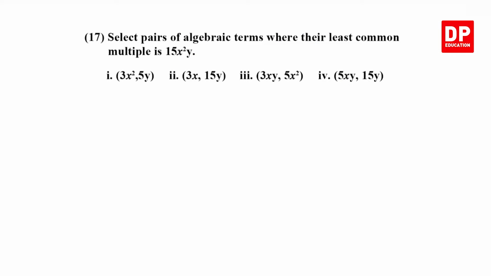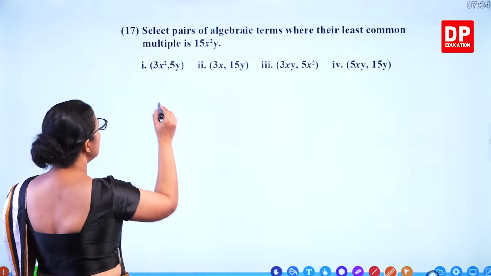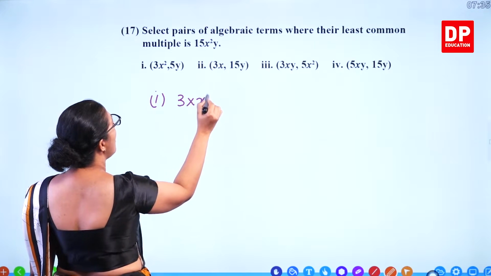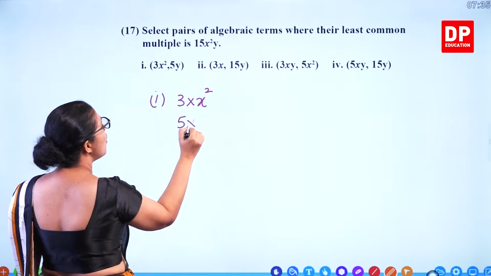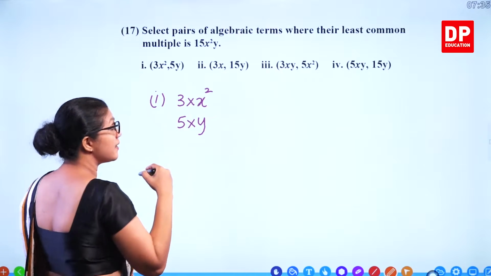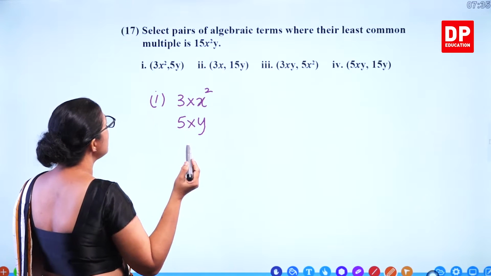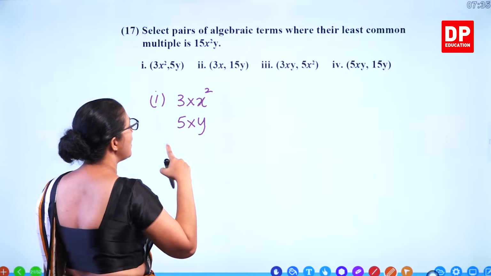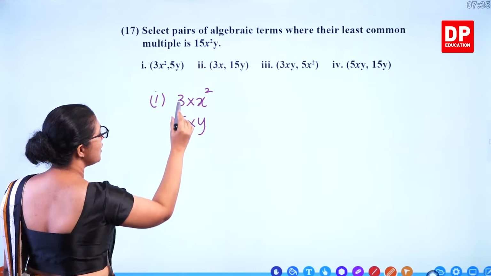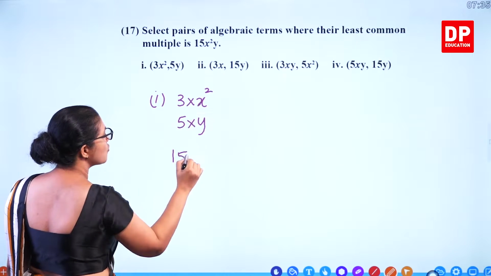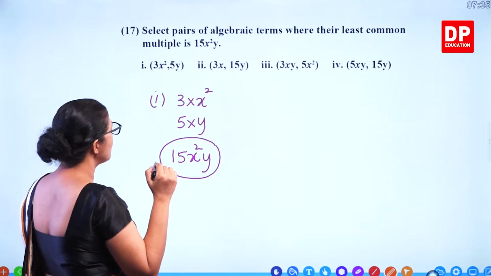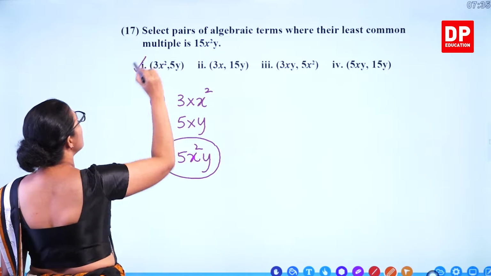Select pairs of algebraic terms where their least common multiple is 15x squared y. So we'll have a look. 3x squared and 5y. So when you take the least common multiple, you are taking all distinct values with the maximum power. So 3 and 5, 15, x squared and y. So you are getting 15 x squared y. So that means 1 is correct.